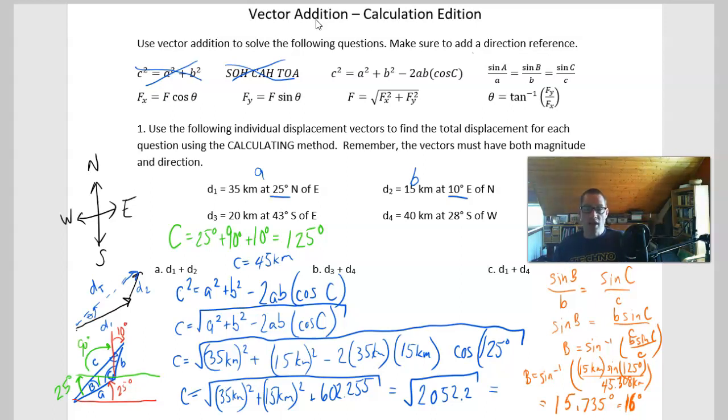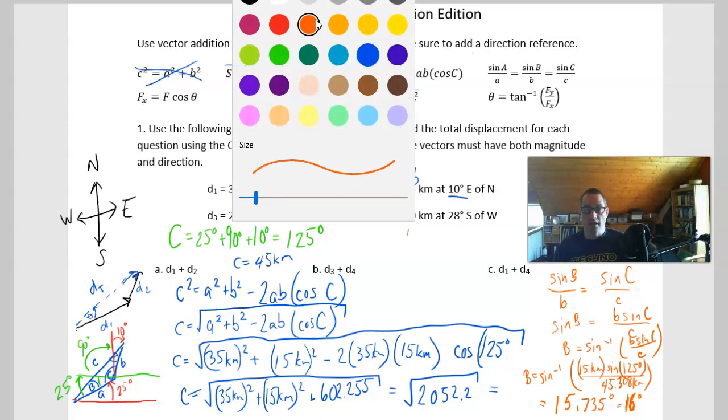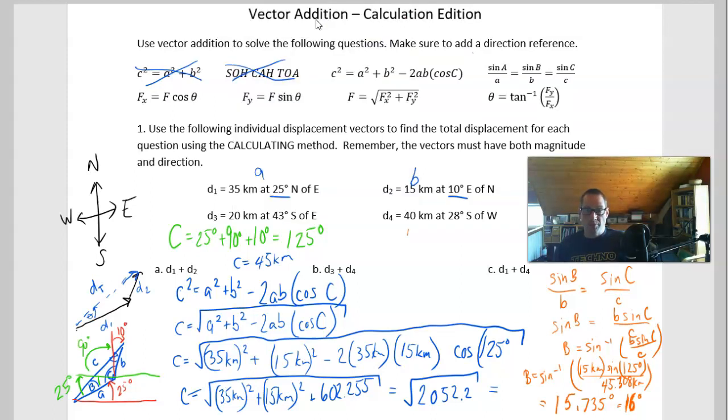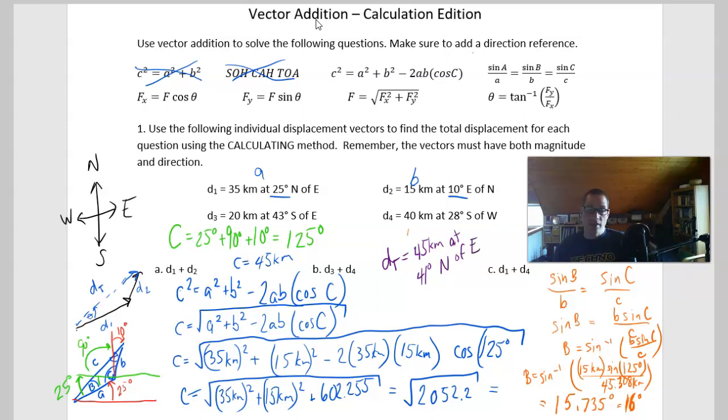So you'd say the resultant dt. I'll pick another color here. Let's go purple. So dt, displacement total, is 45 kilometers. And then if we're going to go north of east, then it's 16 plus 25, which is 41, at 41 degrees north of east. And that's how you do it.